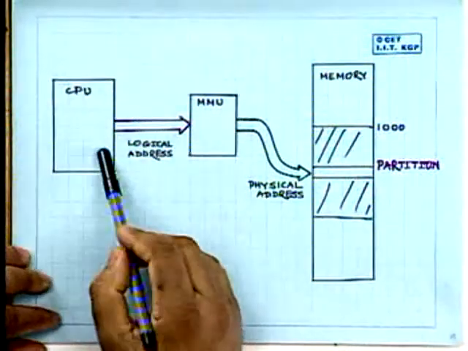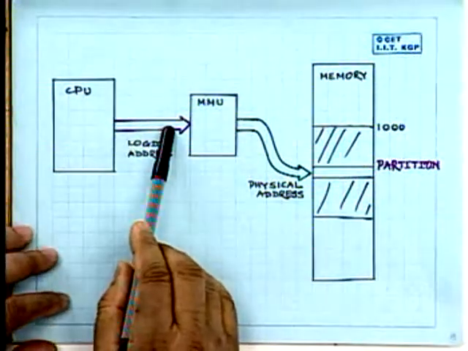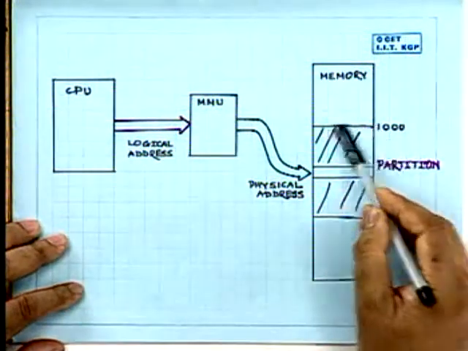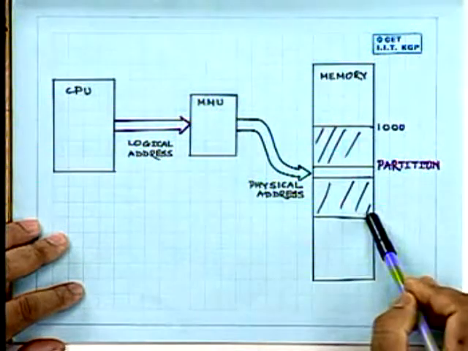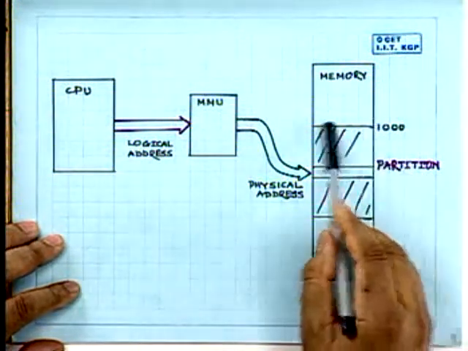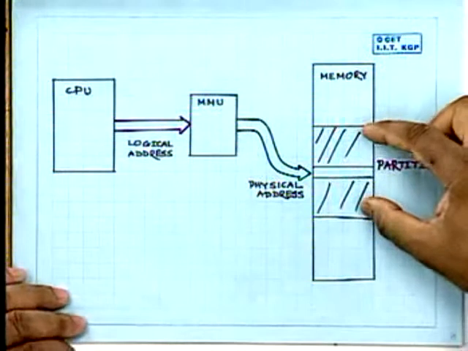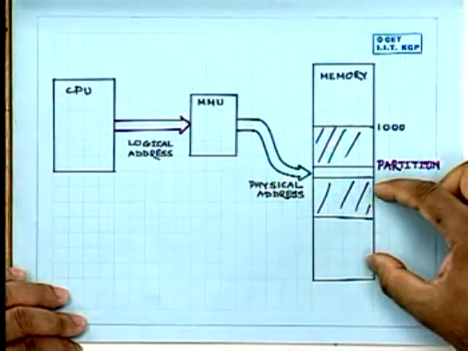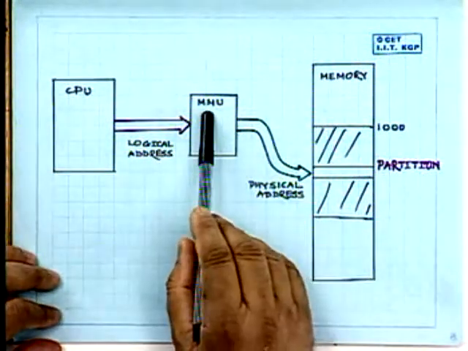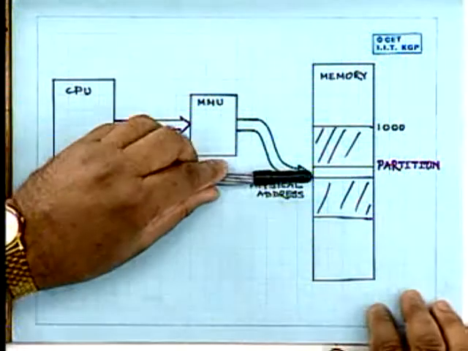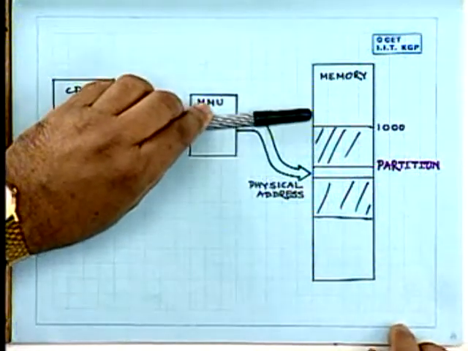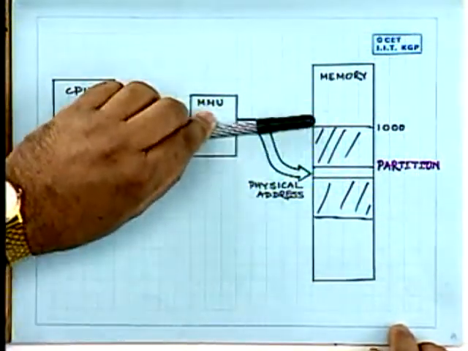Here is the central processing unit. The logical address is generated from here. Here is the memory management unit, and here the process has been loaded. We have discussed already the partition management scheme. We call this a partition. This partition can move anywhere in the memory, and as it moves, the load information of this partition is loaded into the memory management unit, and the logical address that is specified is mapped to the physical address in the memory accordingly.